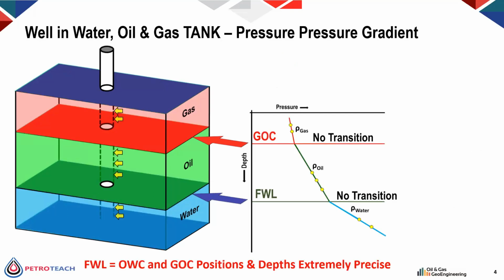But what happens if you were to drill a well and take pressure measurements where you see these different yellow arrows in the different components? Well, you'd see different gradients. At the bottom you'd see the water gradient, then you would see an intersection with the oil gradient and an intersection with the gas gradient. The intersections between these gradients are sharp, and there's no transition because obviously you're looking at a tank. So here we see no transition whatsoever, but we can pinpoint the free water level very accurately, as we can the gas-oil contact.